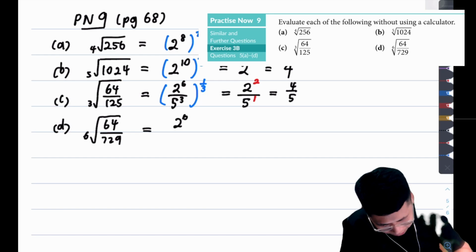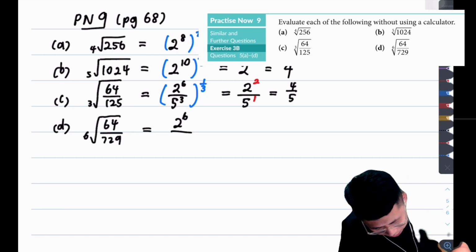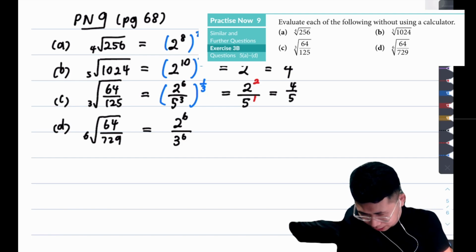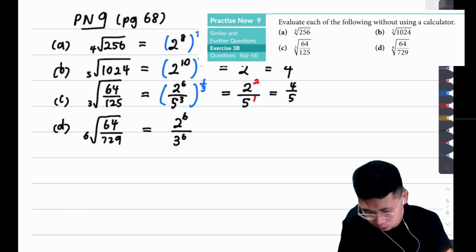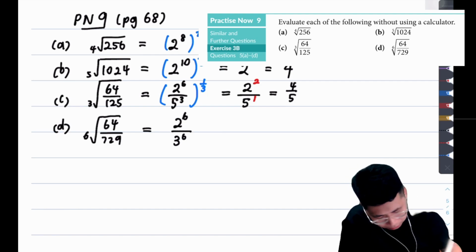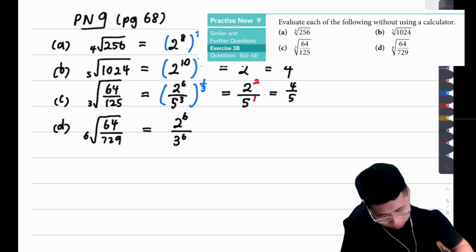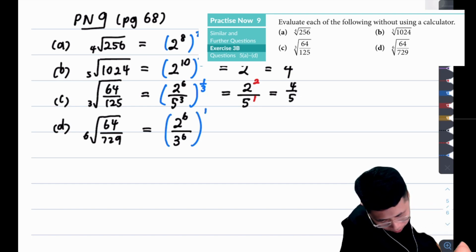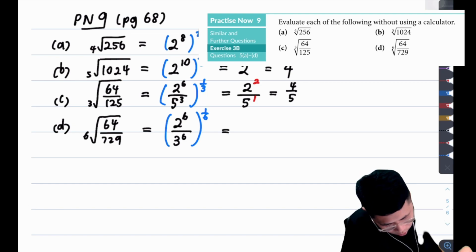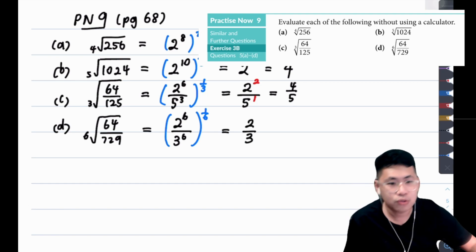64 is 2 to the power of 6. 729 should be 3 to the power of 6 as well. Let me double check. 3 times 3 times 3, 27, 81. 81 times 3 would be 243, times 3, 729. So just nice. And the 6th root means that we're taking power 1 over 6. So this will leave us with 2 over 3.